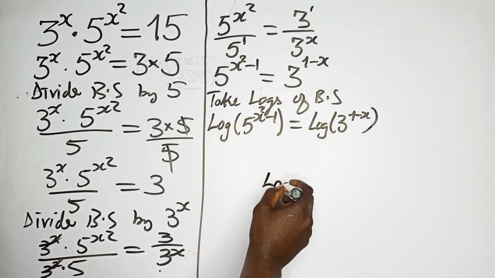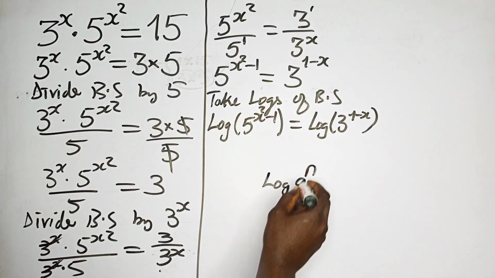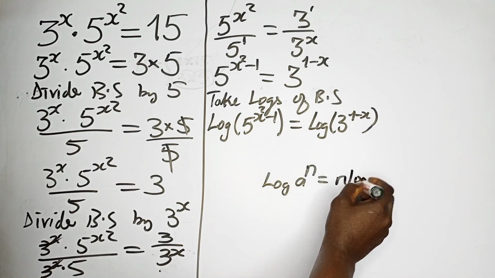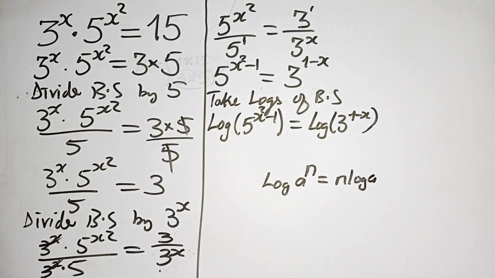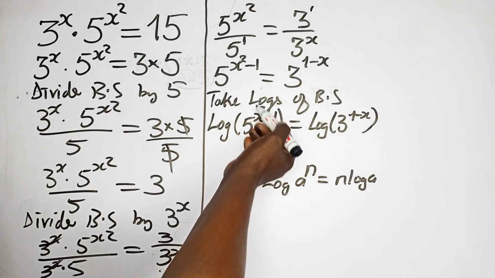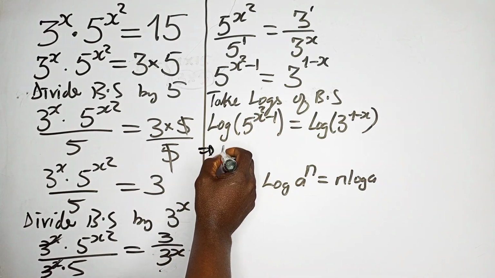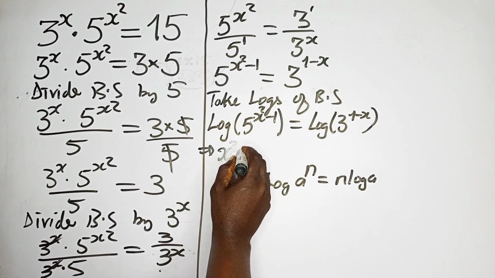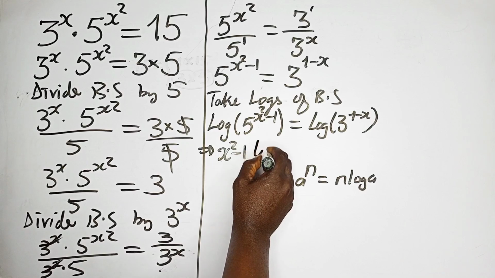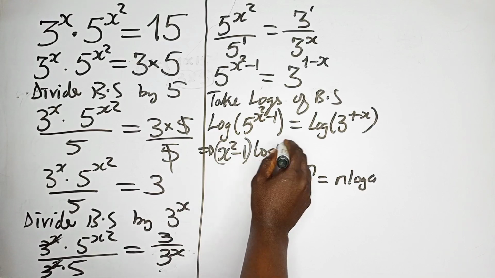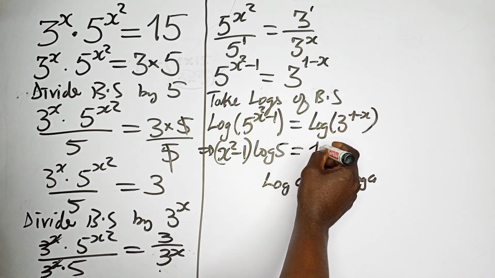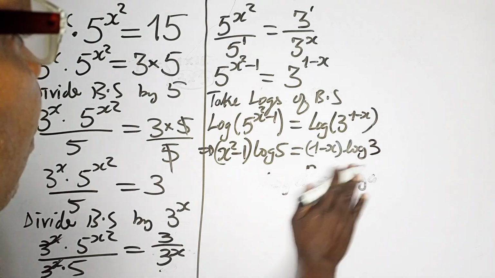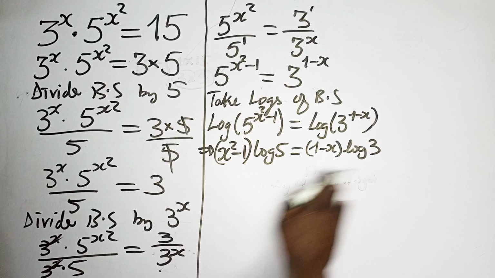Now, the law of logarithm says log of a to the n is equal to n log a, where the power comes in front. This will be applicable here because we have powers there. You now bring down this power and we obtain x squared minus 1, this power, into log 5. This power also comes down, 1 minus x into log 3, when we apply that law of logarithm.